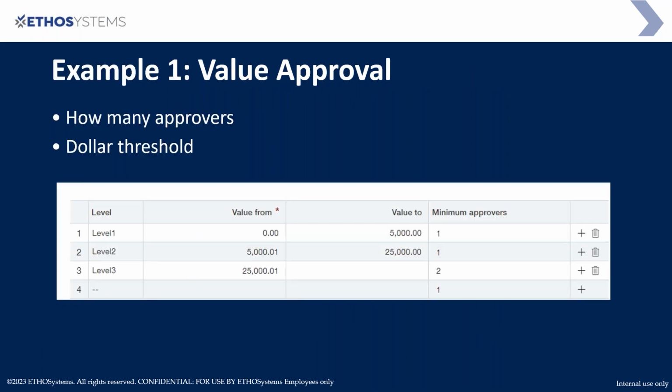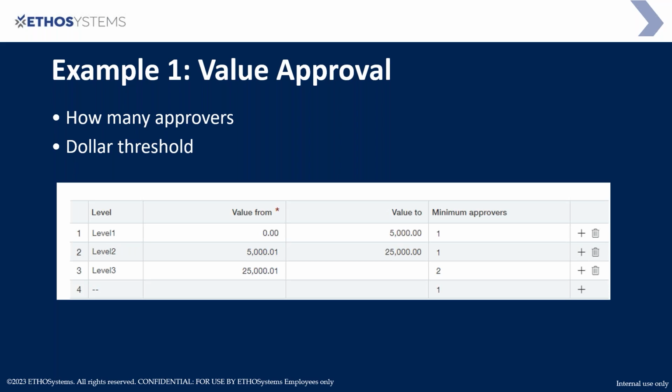This is what a value approval threshold looks like. You can set up the tiers. You can have level 1 from anything from 0 up to 5,000. And then on the last column, you can see how many people can approve that transaction or that invoice, if you will, or that purchase order. In this case, I only set it up to be 1 person.